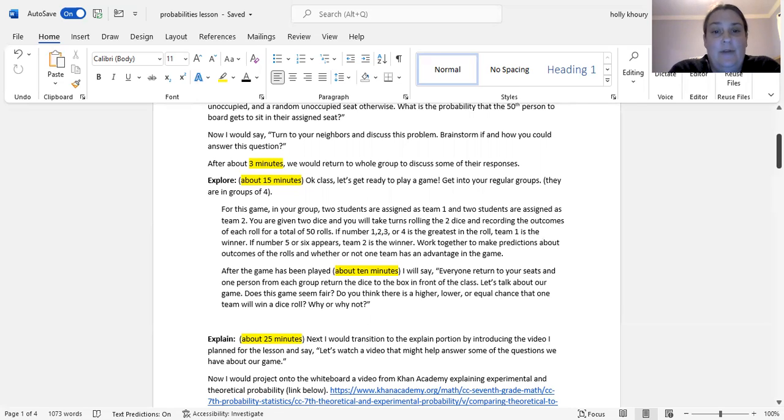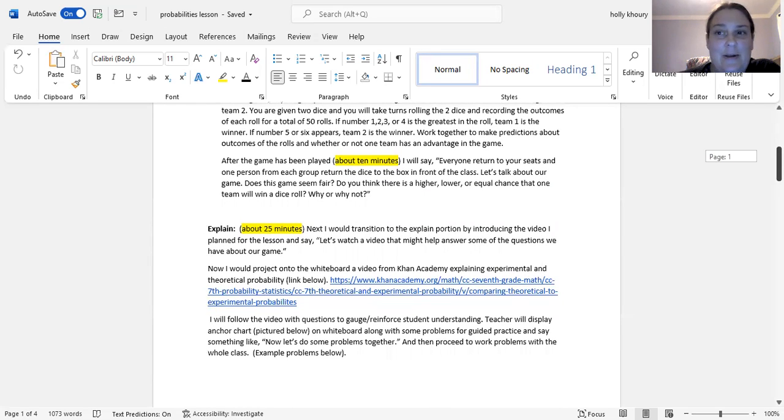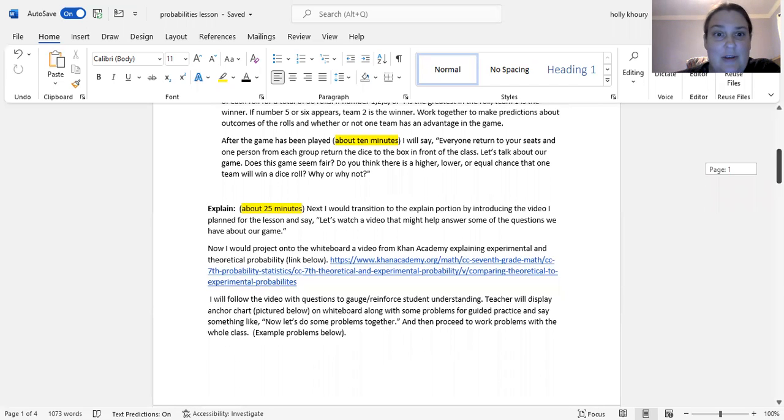Here, I would expect them to have an idea that maybe the game was not fair, because they would have played the game and found that one of the teams was winning more, and they probably aren't sure why at this point. That will bridge us into our explain portion, which will take about 25 minutes. I would transition to this portion by introducing the video I planned for the lesson and say, let's watch a video that might help answer some of the questions we have about our game.